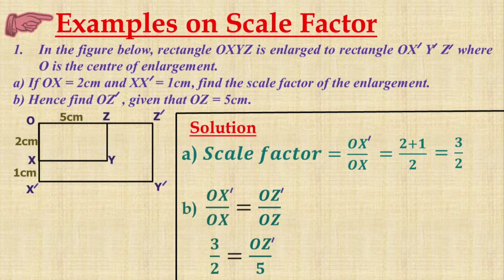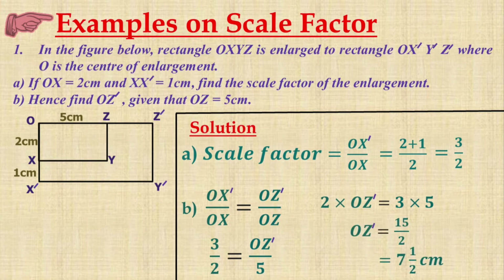When you cross multiply, you would have 2 times OZ prime is equal to 3 times 5. To get OZ prime, you divide both sides by 2. Therefore, OZ prime will be equal to 15 all over 2, which is 7.5 cm.